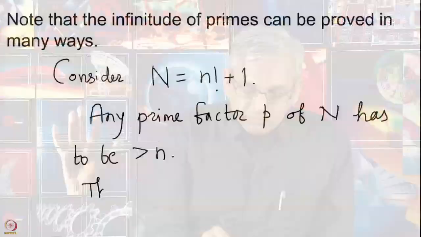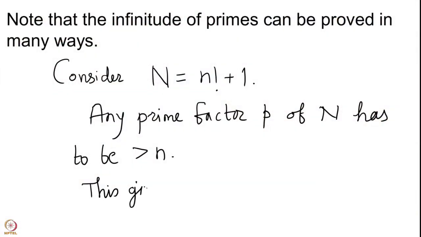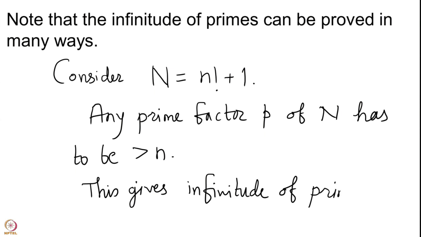For every N, you have the corresponding capital N, which is N factorial plus 1, and then it gives you a prime factor of this number, which is bigger than N. Since for every natural number, you have a prime bigger than that natural number, there have to be infinitely many primes. So this gives the infinitude of primes.